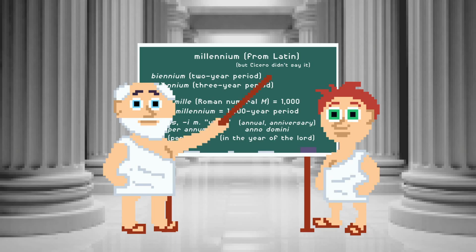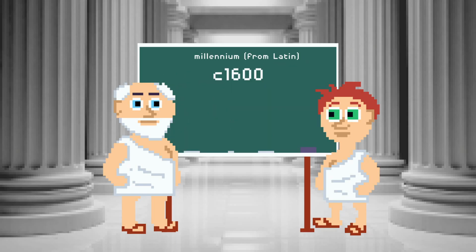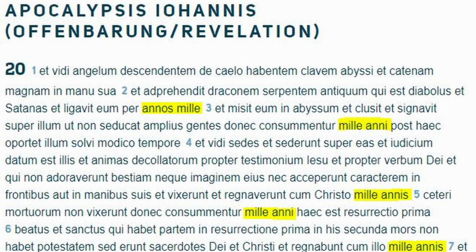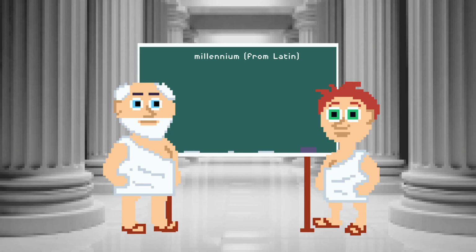The word millennium first appears in English in the 1600s, specifically referring to the period of 1,000 years of Christ's rule following the Day of Judgment, as mentioned repeatedly in the book of Revelation. It comes to refer to any period of 1,000 years shortly thereafter, which is generally how we use the word today. And some bonus facts about the word millennium.